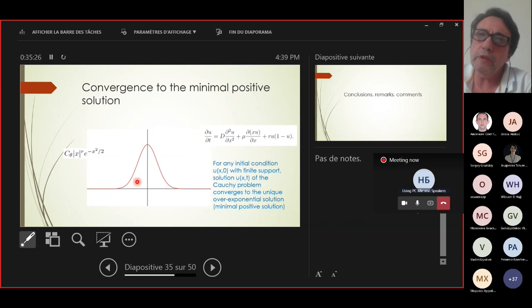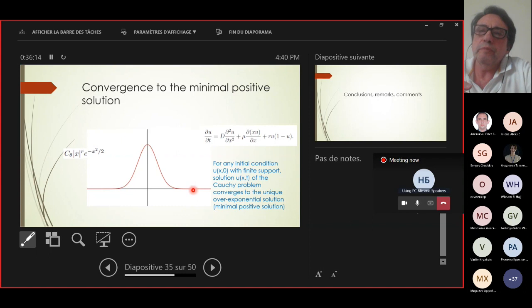So if we take initial conditions with a finite support, then all such solutions will converge to the minimal positive solution. The minimal positive solution is a solution with this over-exponential decay, well, not exactly, but we can call it like a normal distribution. So we have the unique solution like that. This unique solution is the minimal positive solution. And for all initial conditions with a finite support, the solution of the Cauchy problem will converge to this minimal positive solution with this over-exponential decay.